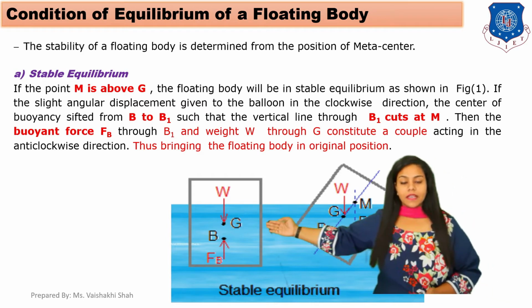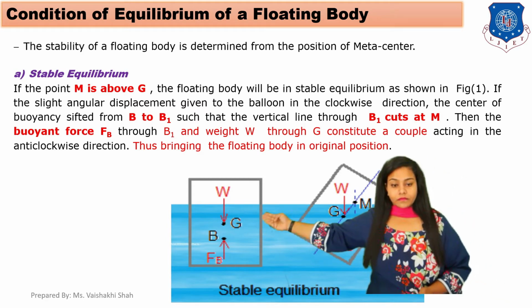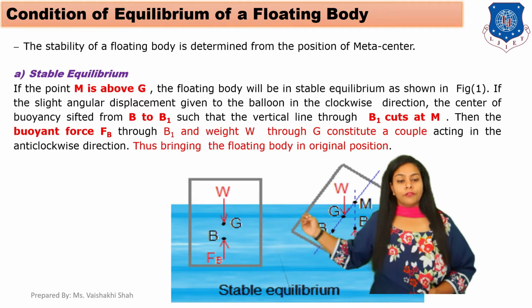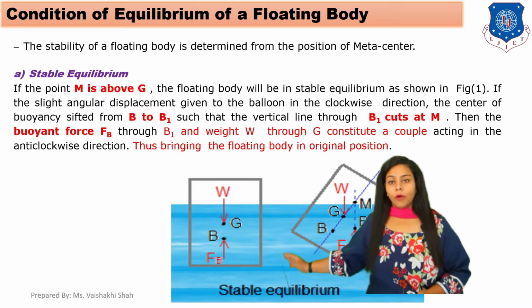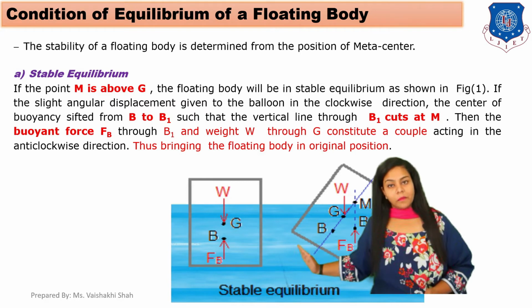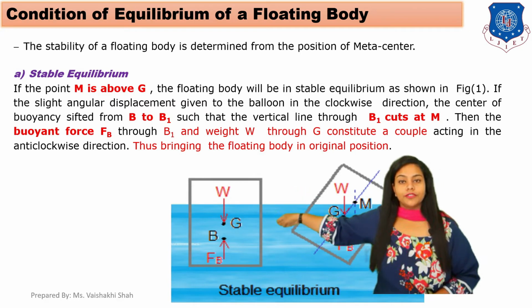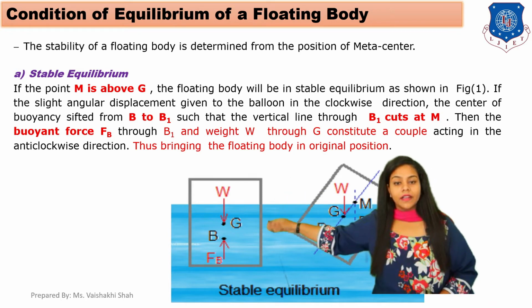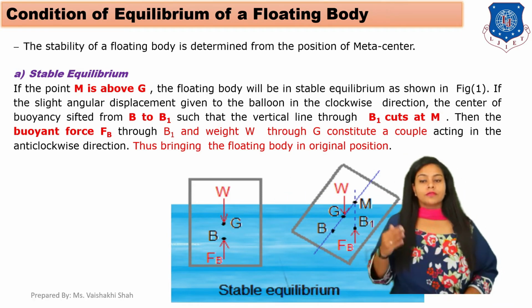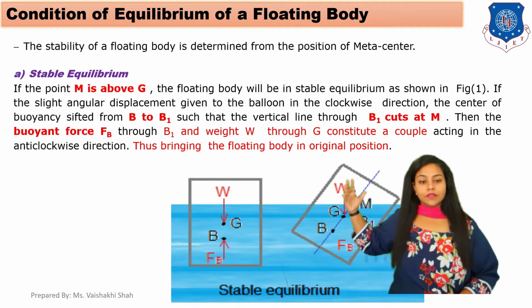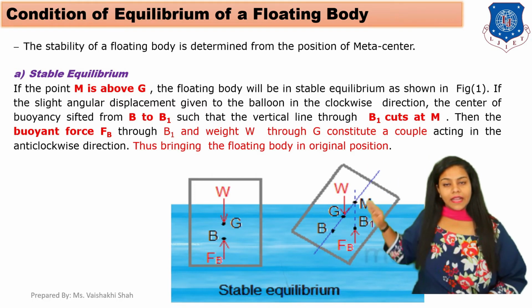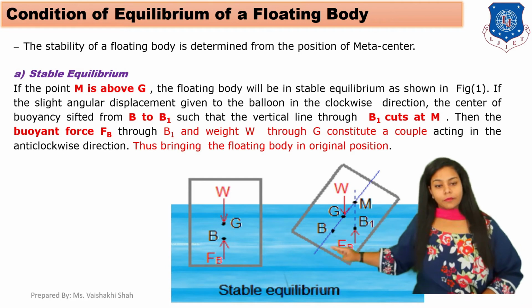Here, as you can see in the first diagram, there is point B and there is point G. From point B, buoyant forces are acting in the upward direction. From point G, the weight of the body is acting in the downward direction. Okay, so if it is given a small angular displacement, this is your normal axis again.